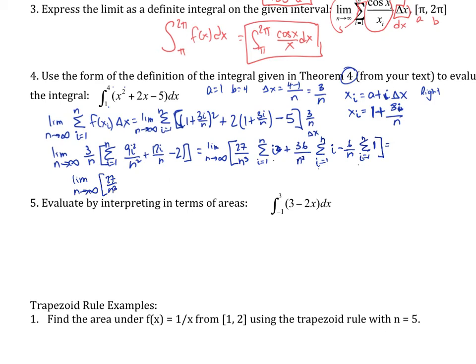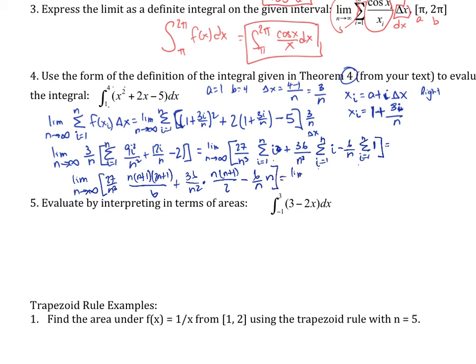So this will be n times n plus 1 times 2n plus 1 over 6 plus 36 over n squared, times the formula for the sum of i, which is n plus 1 all over 2, minus 6 over n, and the formula for the sum of 1 from i equals 1 to n is just n, like that.